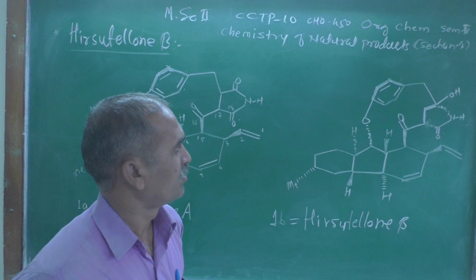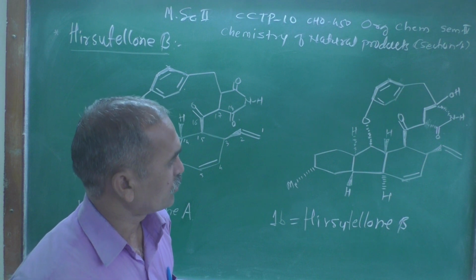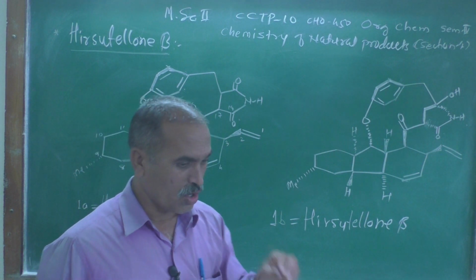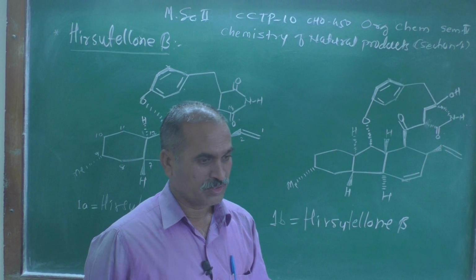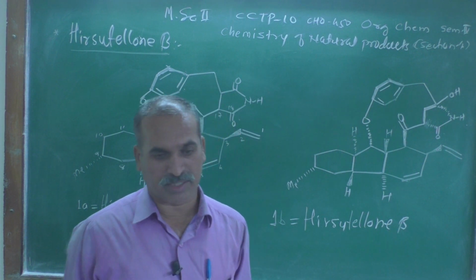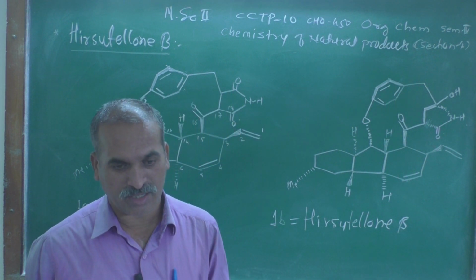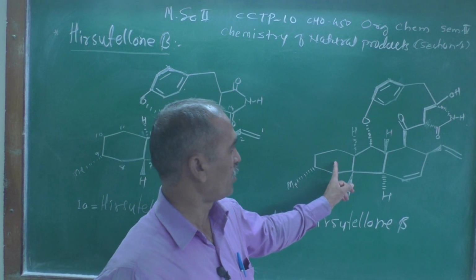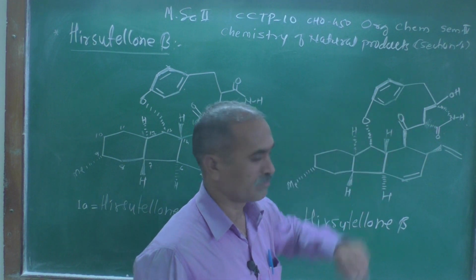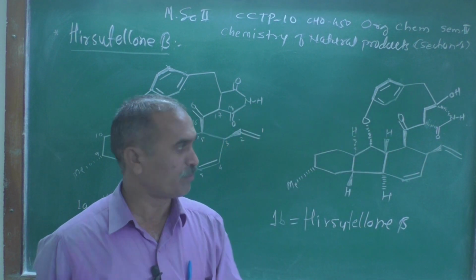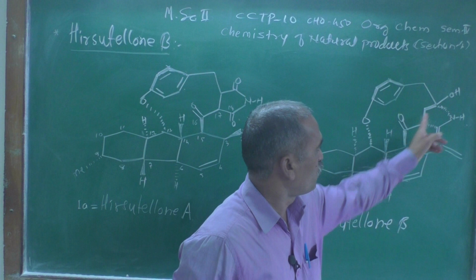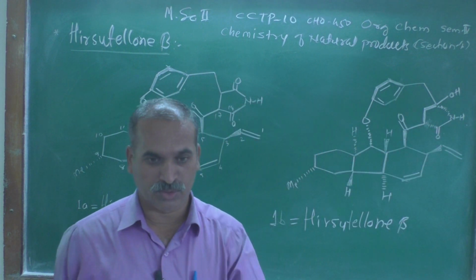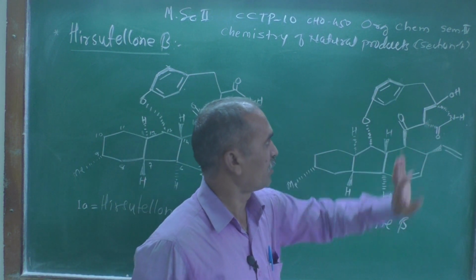Now tell me how many 6-membered rings are present. There are 3 6-membered rings present. Look at here, 1, 2 and 3. These are the 3 6-membered rings and there are 2 5-membered rings present. Look at the 5-membered rings, they are present.